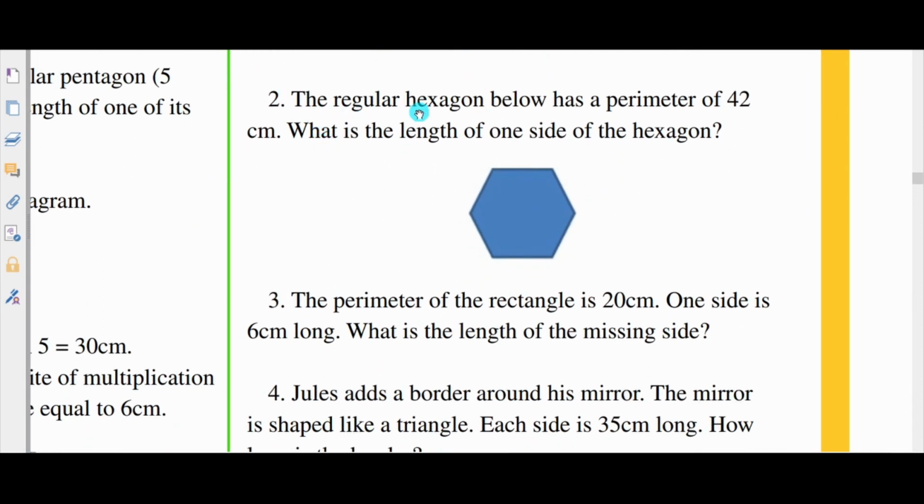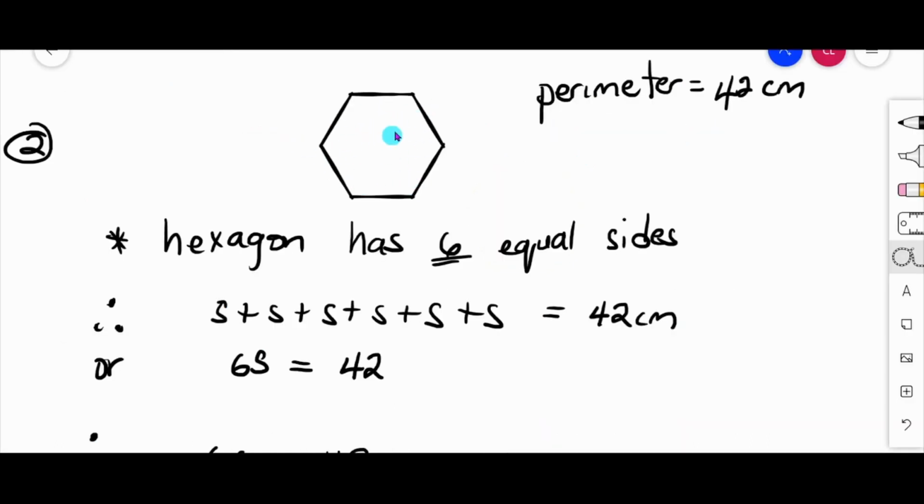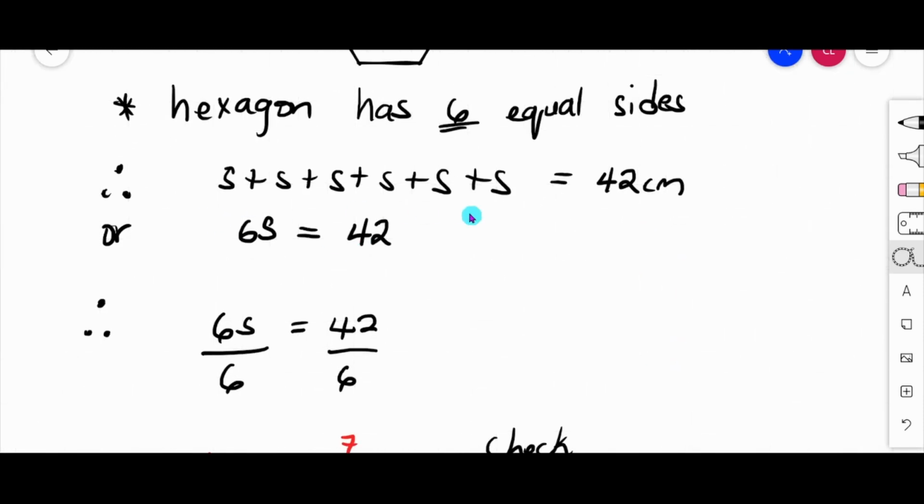Number 2, the regular hexagon below has a perimeter of 42 centimeters. What is the length of one side of the hexagon? So this is the hexagon, and we know the perimeter is 42 centimeters. What do we know about hexagons? A hexagon has 6 equal sides. Therefore, the perimeter should be side 1 plus side 2 plus side 3, side 4, side 5, and side 6, and all of those should be equal to 42 centimeters. Another way of stating this would be 6 sides are equal to 42 centimeters.